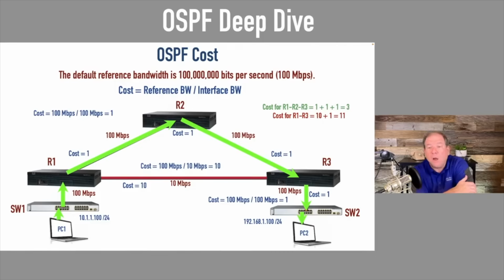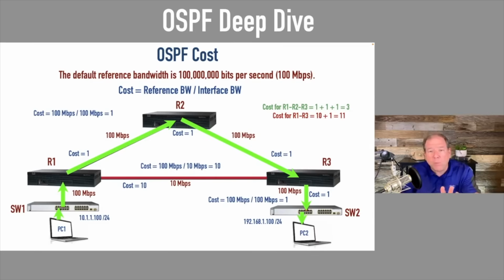Yeah, because the cost cannot be a decimal value. So 100 meg divided by 1,000 meg, that's 0.1. We cannot have a decimal. It's got to be an integer, so we round up to a 1. So you mean a fast Ethernet link at 100 meg has the same cost as a gig link? What about a 10 gig link? Same thing. Its cost will be 0.01. Still has to round up to a 1.